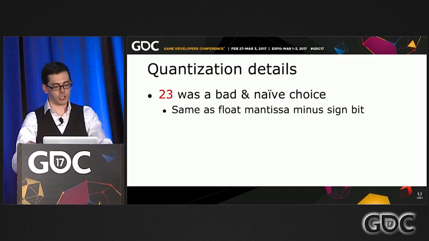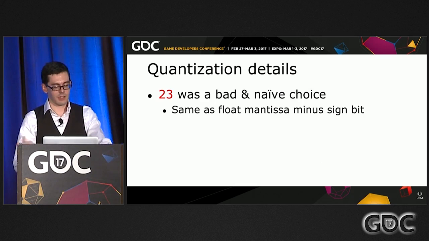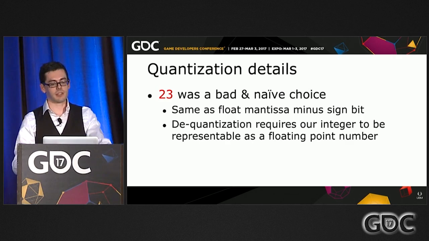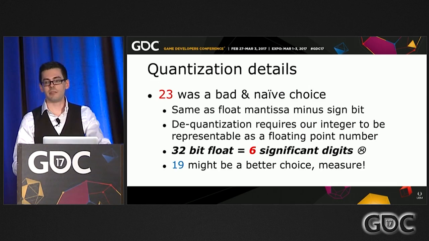Unfortunately, 23 was perhaps a bad and naive choice, chosen a bit prematurely. Initially, I just selected it because it was the same as the float mantissa minus the sign bit, and that seemed like a sensible choice at the time. But of course, as I was writing the presentation, I realized that the dequantization step requires our integer to be uniquely representable as a floating point number, and accurately representable. And of course, it turns out that a 32-bit float can only accurately and uniquely represent integers up to 6 significant digits. Essentially, what this means is that there's some rounding happening here that we hadn't foreseen. So maybe something like 19 might be enough. But really, in truth, we could probably measure it. I don't know whether the rounding is really a big issue or not, or if 19 would be better. There's definitely room for improvement here.